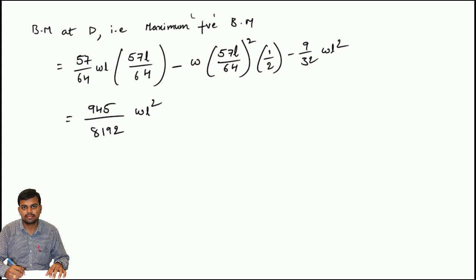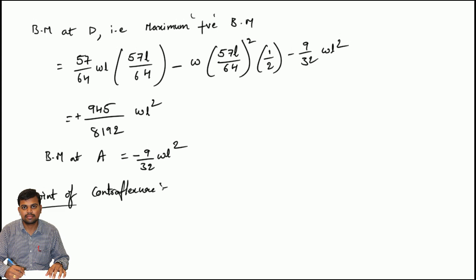Now I am finding out the point of contraflexure, where the bending moment is changing its sign. If you see this, the bending moment at D is positive, whereas in the previous step you got the bending moment at A equal to minus 9 by 32 WL square. So now I want to find out where the point of contraflexure is acting. Therefore, point of contraflexure.